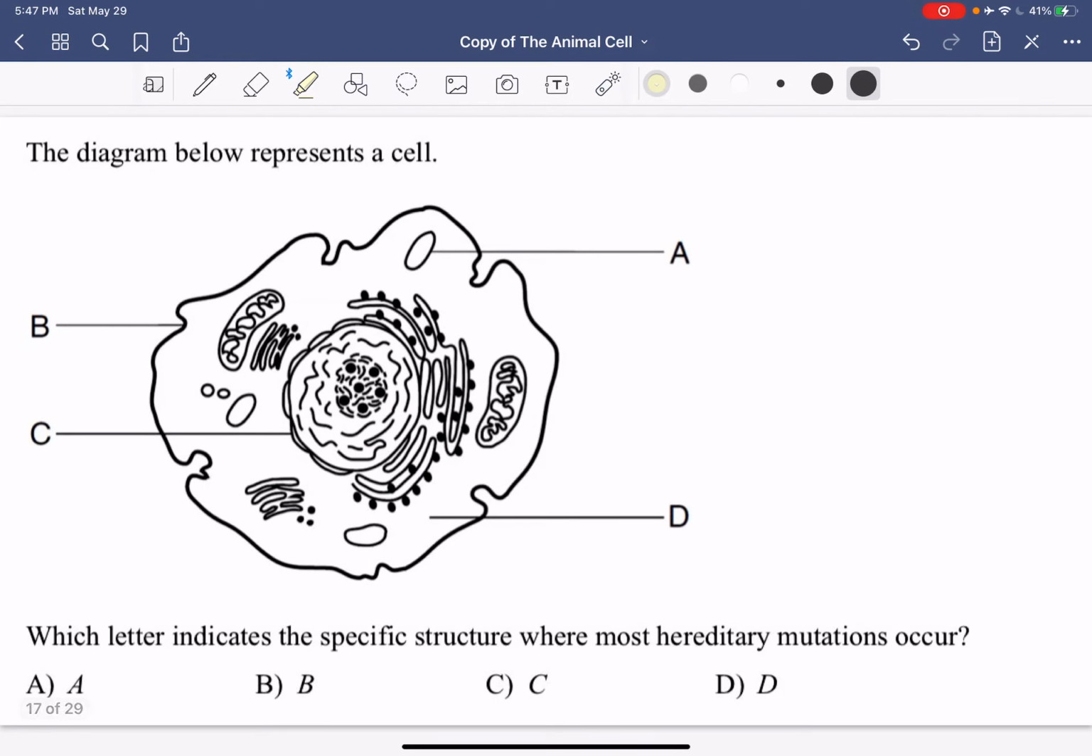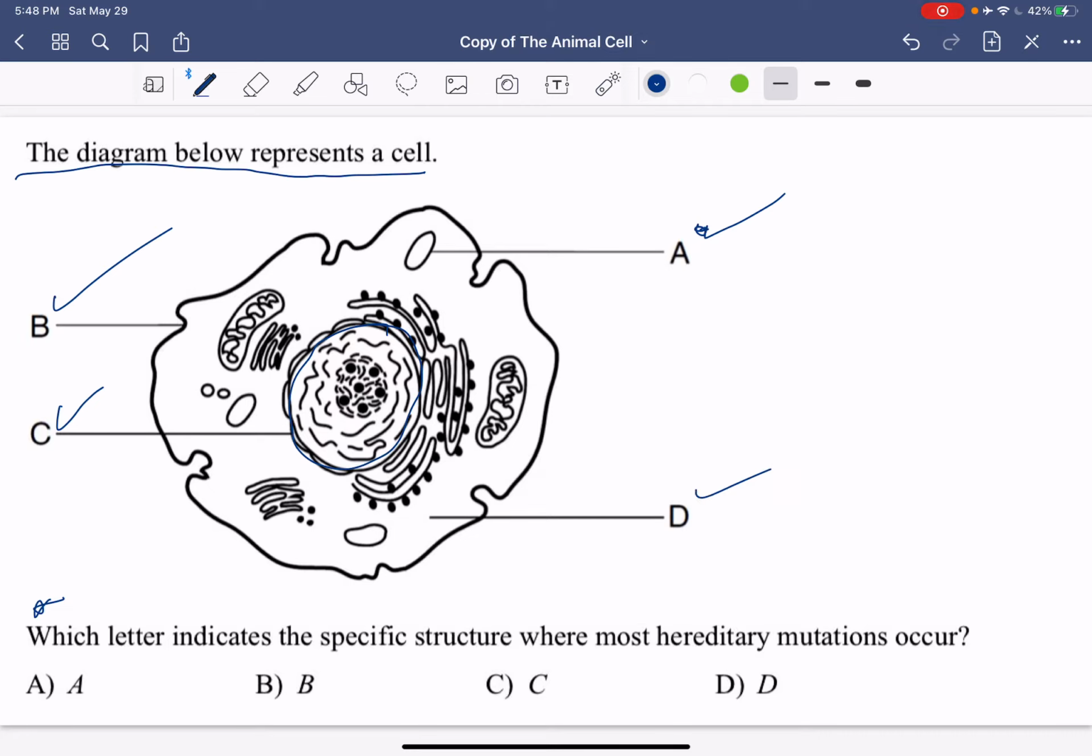Next, the diagram below represents a cell. Thank you. Obvious. Before I even look at this, I'm going to label everything. A is a vacuole. B is the cell membrane, also known as plasma membrane. C is pointing to that middle structure. That's the nucleus. D is pointing to the cytoplasm. Let's see. Which letter indicates the specific structure where most hereditary mutations occur? But I don't know what mutations are.